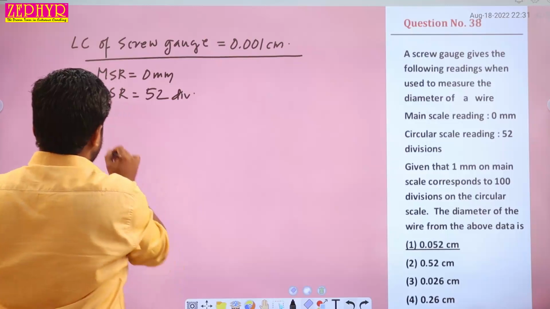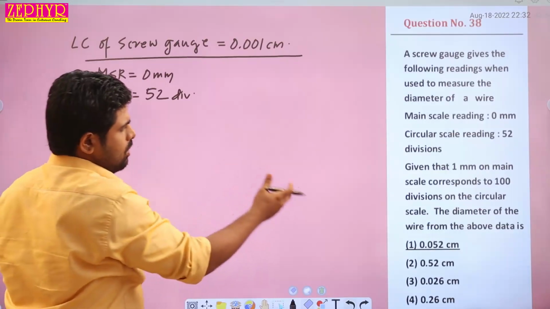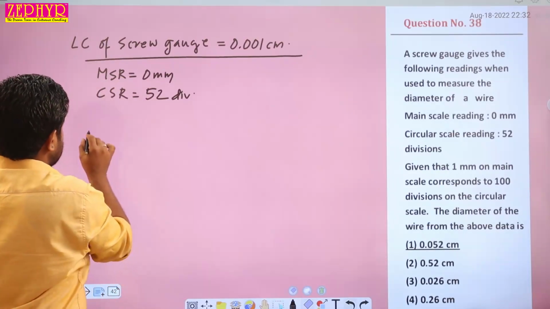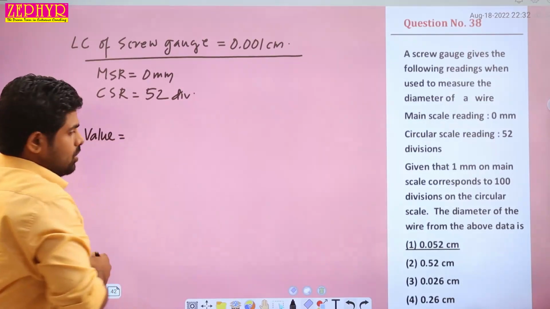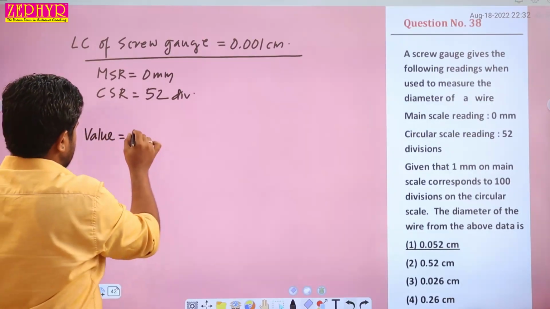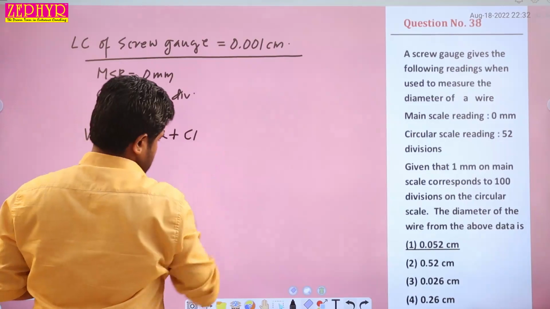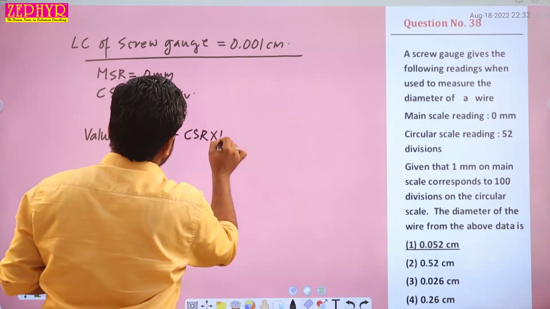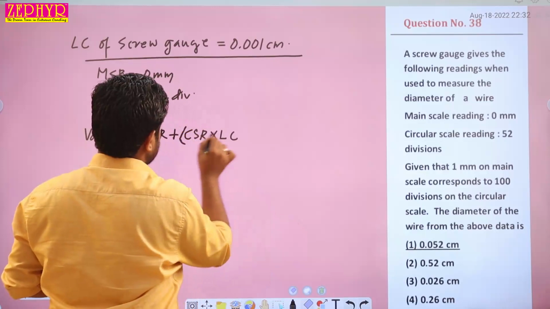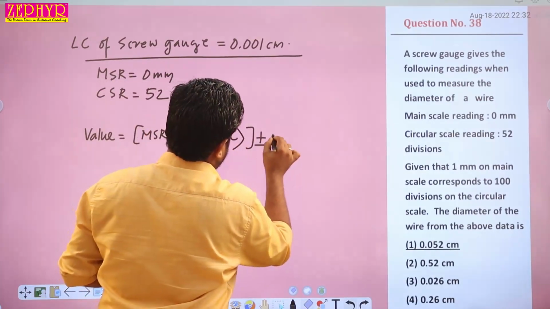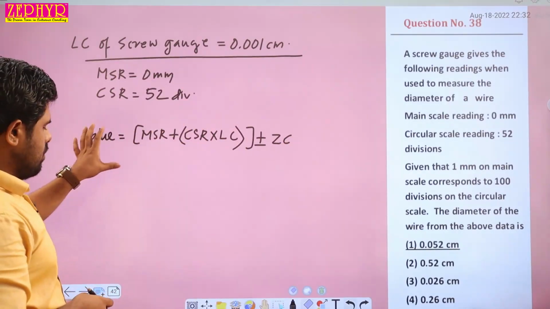So we know the form of the result, or the actual value of a particular object from a screw gauge, by using the expression: value is equal to MSR value plus CSR into least count, plus or minus zero correction. So this one is the actual form of the result.